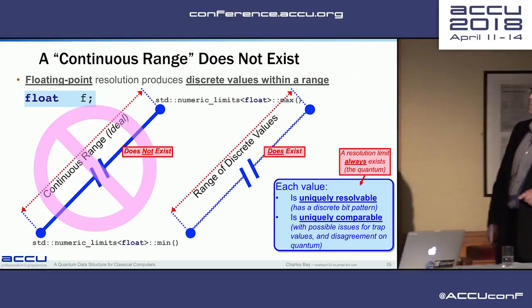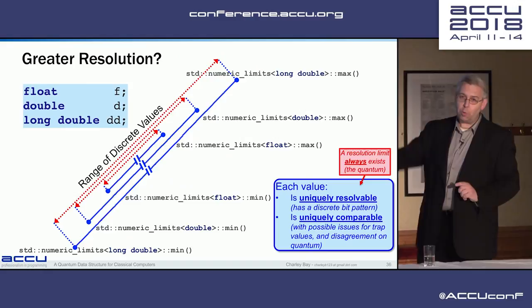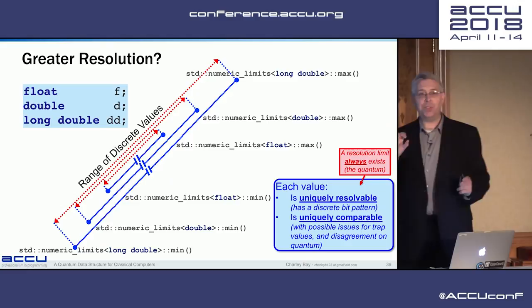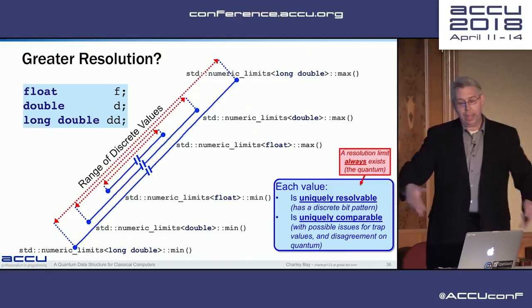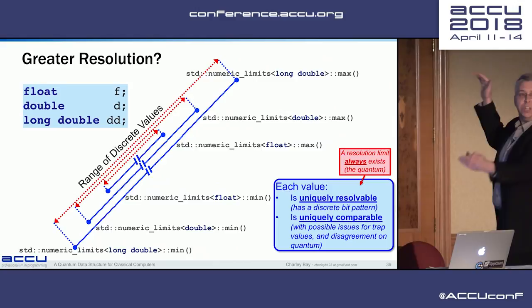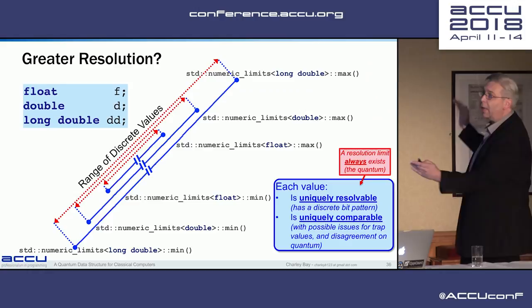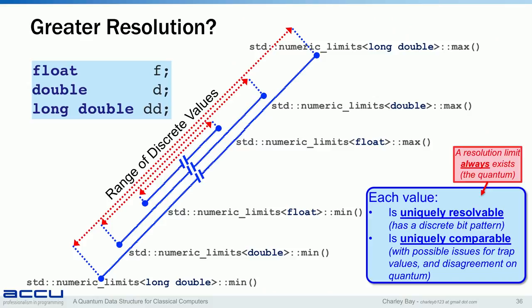Going to a bigger float does not take away the stair step. It's still there. You are limited in the resolution that is represented. You have a smaller resolution, you have more bits, you can better approximate a value, but what you're actually seeing is a range of discrete values, not continuous values. They are discrete values, and because of the quantum disagreement, that discrete value is actually not linearly distributed over that range.